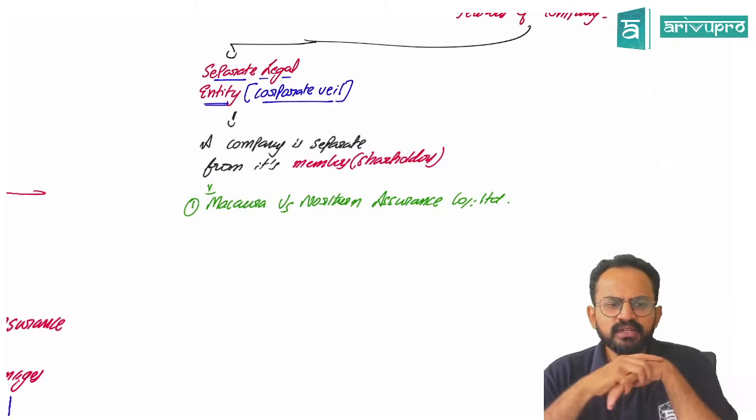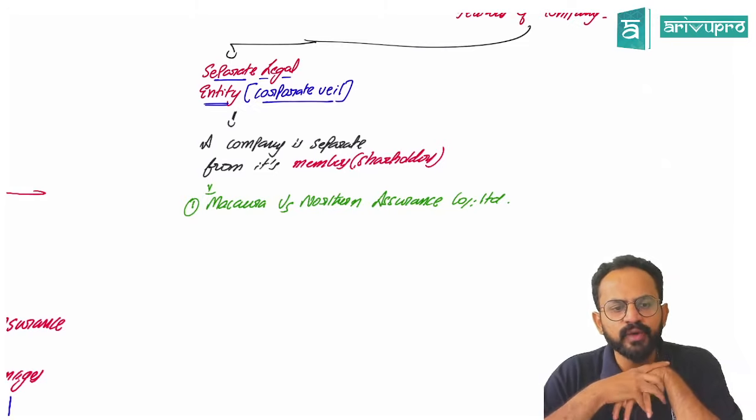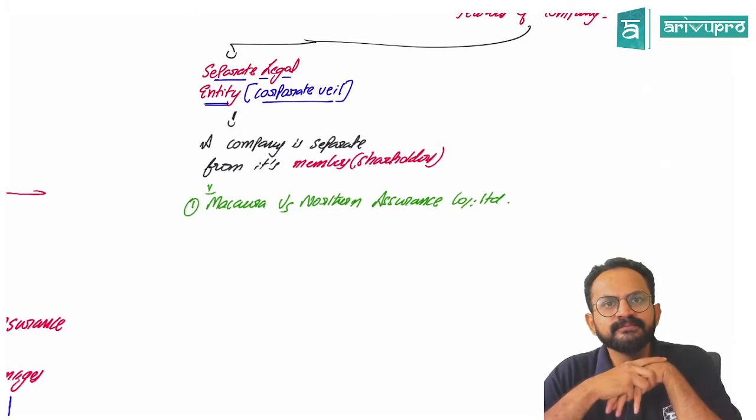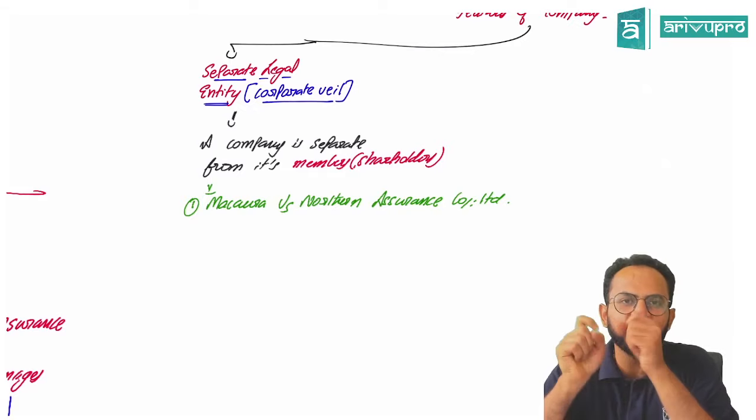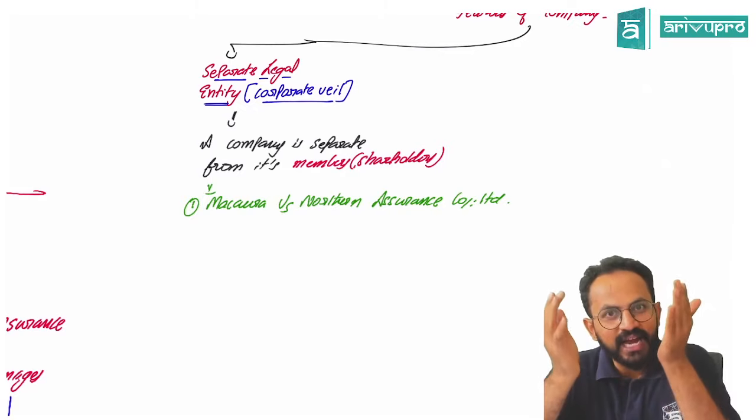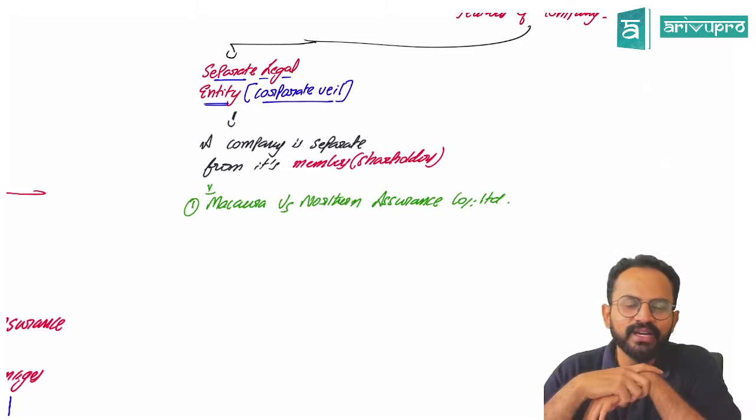Any doubt? Sanjana has a question. Sir, if the company's vehicle meets with an accident, the company's vehicle also belongs to the company only. Even that should be in the name of the company only.